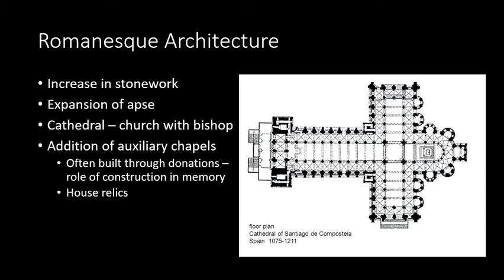Note how the expanded apse also furthers the effect of the transept becoming a cross. And once again, as a reminder, the transept is this bit that cuts across, so you can see a very visibly cross-shaped image in the architecture. This is the floor plan of the Cathedral of Santiago de Compostela, one of the big pilgrimage destinations. I use the term cathedral here. A cathedral is simply a church where a bishop has his seat. So all cathedrals are churches, but not all churches are cathedrals.